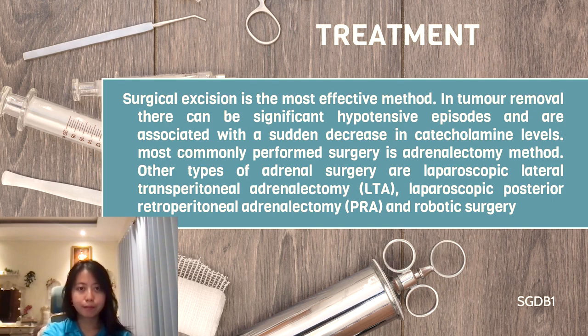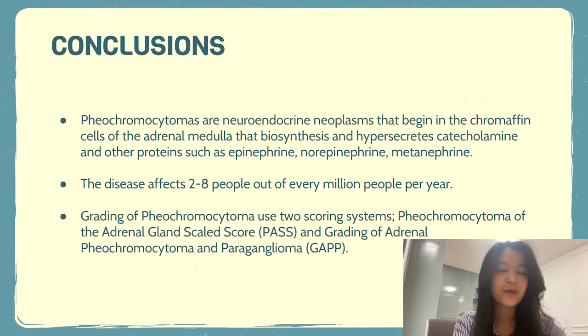The most commonly performed surgery is the adrenalectomy method. Other types of adrenal surgery are LTA, PRA, and robotic surgery. The 5-year survival rate for patients with small pheochromocytoma that has not spread is about 95%. Meanwhile, patients with relapsed pheochromocytoma or that has spread to other body parts have a 5-year survival rate between 34% and 60%.